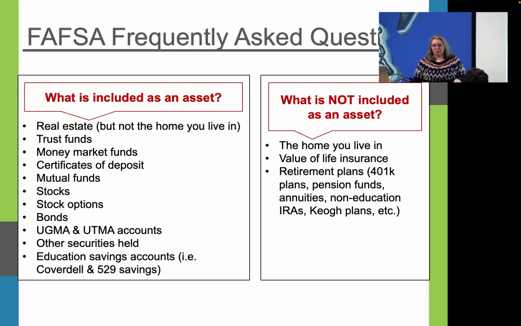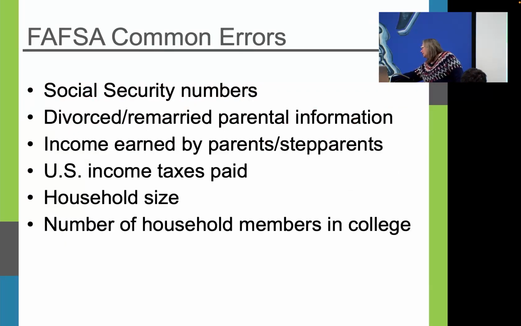But, and this is what gets a lot of people in trouble, you do not include the home you live in, the value of life insurance, or retirement plans. So a lot of times, especially parents, will report the money that they have in their 401k. And that makes them look like they have a lot more money than they really do. So you do exclude that from the amount of assets that you report.